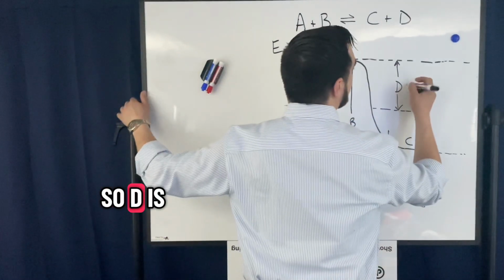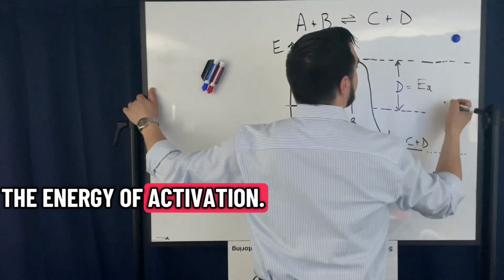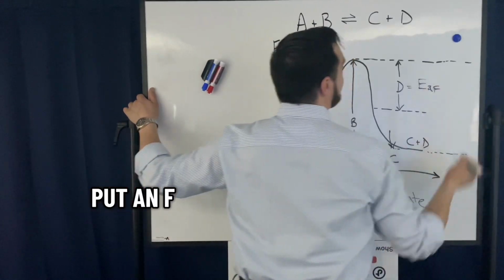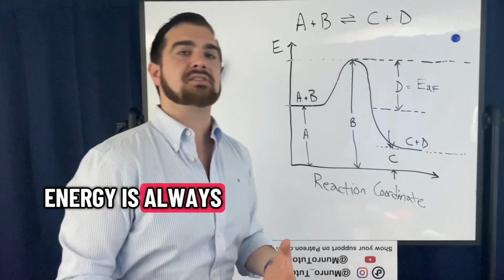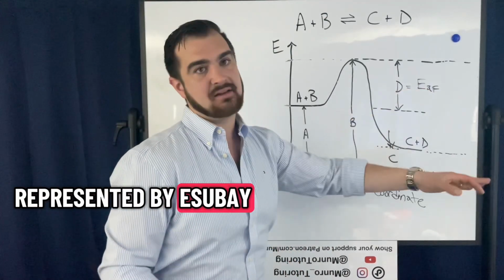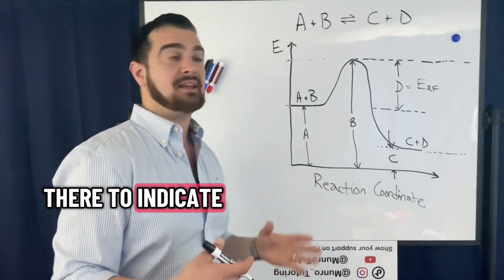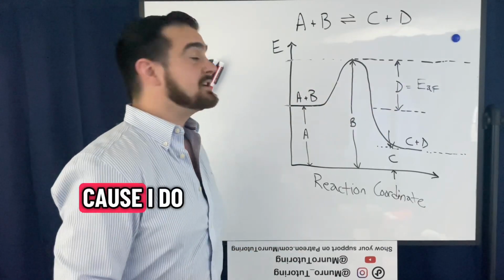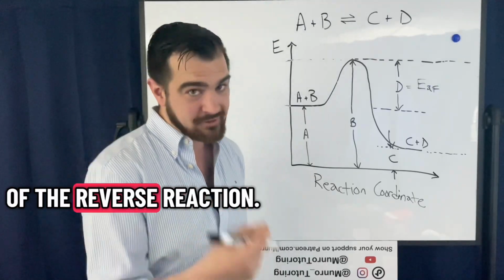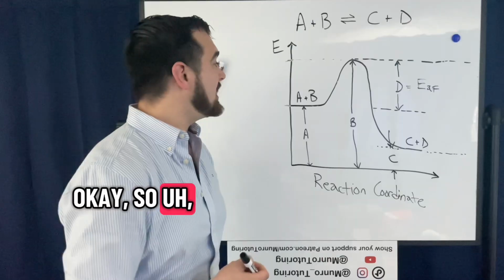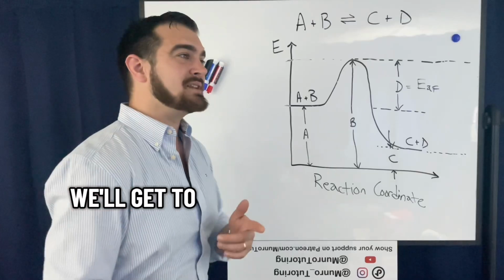So D is the energy of activation, and I'm going to put an F here because it's for the forward reaction, okay? So activation energy is always represented by E sub A, energy of activation, and then I'm putting the F there to indicate that it's for the forward reaction. Because I do want to know also what will be the activation energy of the reverse reaction, okay? So as we're continuing on here, you can go ahead and comment that down below and see if you're right. We'll get to that in a minute.